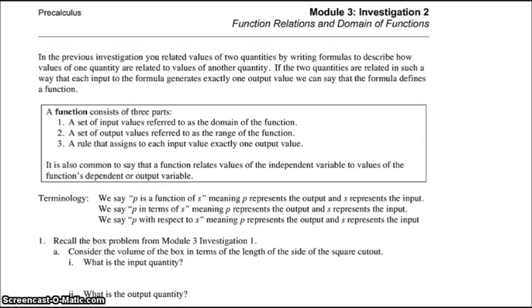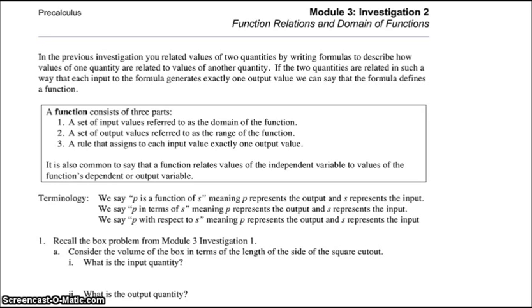Hello pre-calculus students. We're going to work together today on Module 3 Investigation 2, Function Relations and Domain of Functions. First, we really need to read all this stuff at the top of the screen. Oftentimes, the key to solving all your problems are just going to be these definitions.